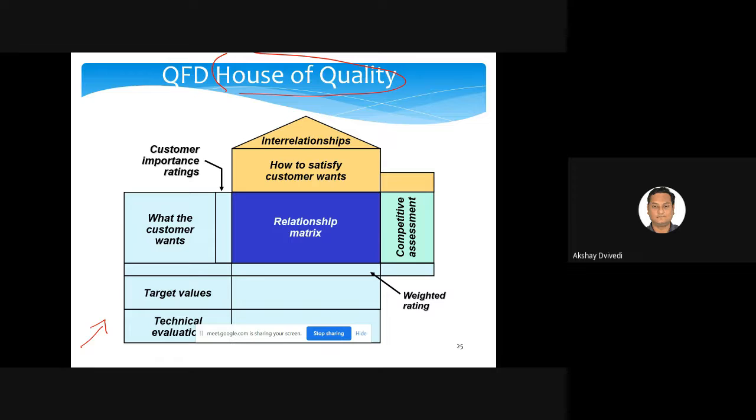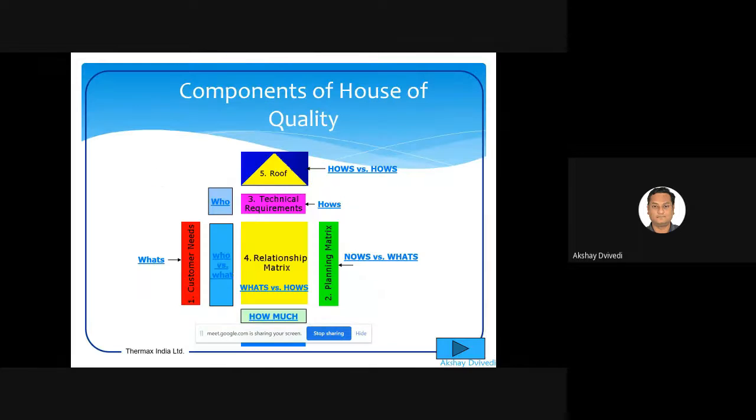Now let us go one by one through how this house gets developed. We have certain walls on this house, and we have a roof on top. Now, I have a better figure for this.